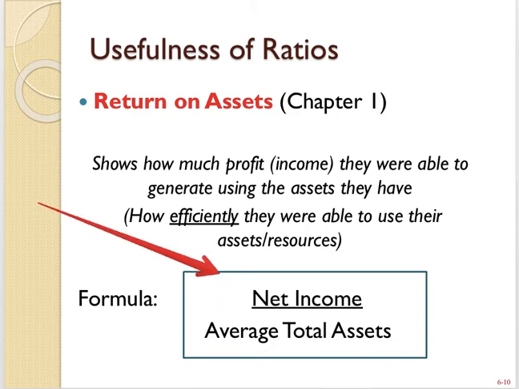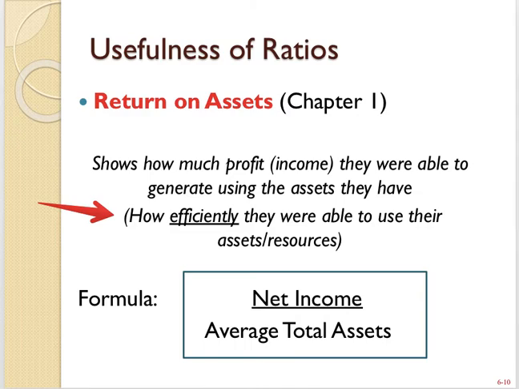Okay? And if you take your net income and divide it by your average total assets, it shows you how much profit or income the company was able to generate using the assets they have. So it doesn't just tell you how much money they made or how much they own, it tells you how well the company is using those assets to help them make money. So, in other words, how efficiently were they able to use their assets or resources?